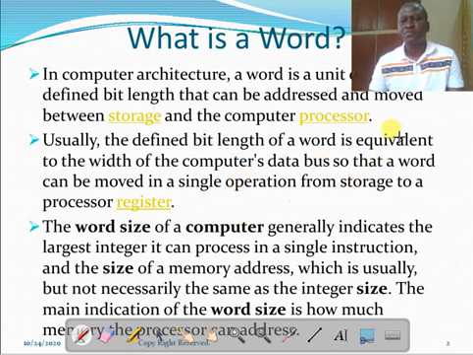For example, a microprocessor that has a word size of 16 bits is capable of addressing 2 raised to the power of 16 memory locations. If you do the math, that will give you 65,536K. In the case of a 32-bit system, it is capable of addressing 2 raised to the power of 32, and if you do the math, that will be a little over 4 gigabytes of memory locations.